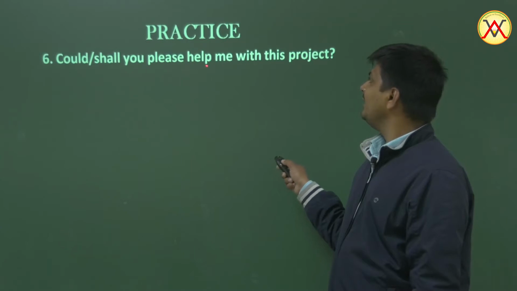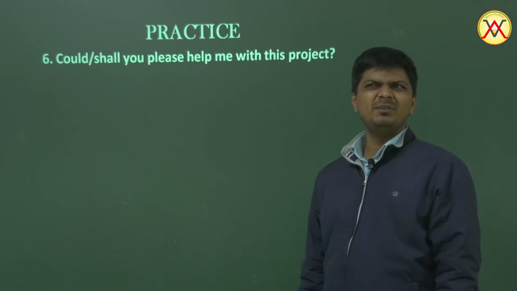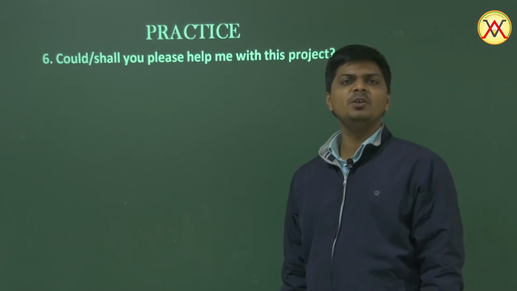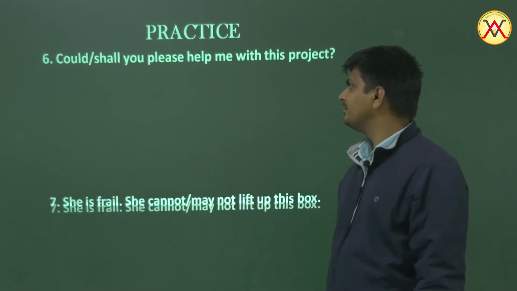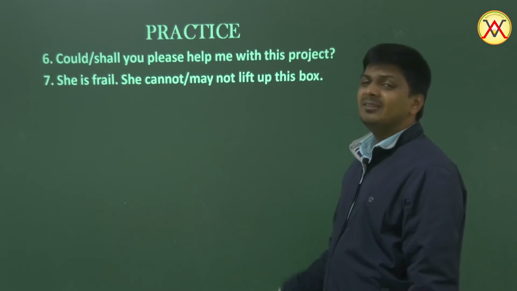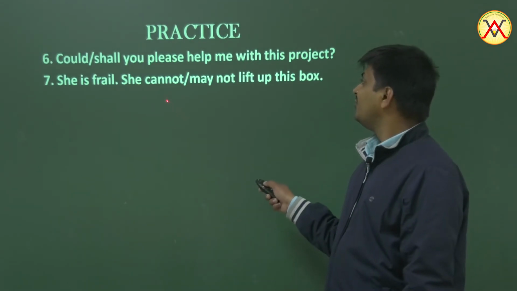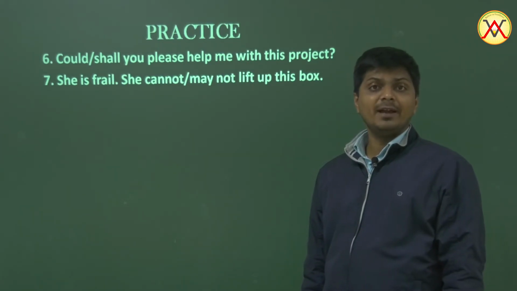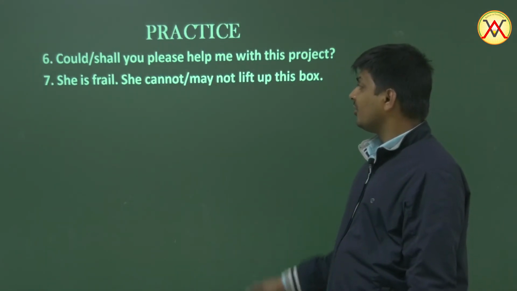Shall you please help me with this project? Well, shall you please help me with this project is wrong. We say could you please help me with this project. We use could to make a polite request. She's frail. She's weak. She cannot or may not lift up this box. Well, she's weak, so she's unable to do that. And so we'll use cannot, not may not.